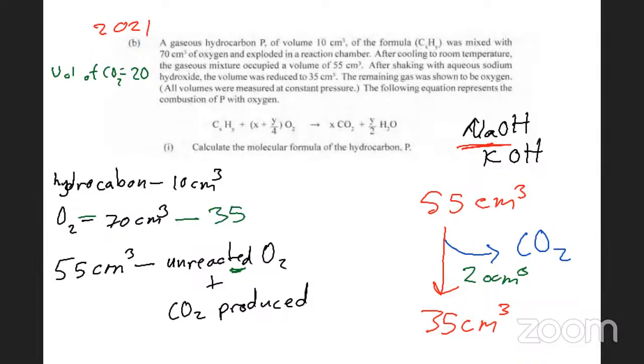Right? So this is how you have to piece together the information. You know the amount of hydrocarbon we used, you need to get the amount of CO2. Now we know it is 20. Now we need to figure out the exact amount of oxygen that actually reacted, which is going to be 35 cm³. All right, so this is O2 that reacted. So I will give you a little time to take this down, and then we'll continue with the question.